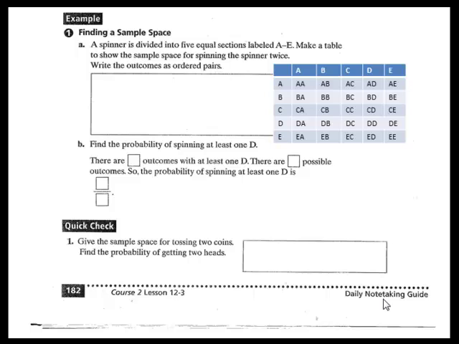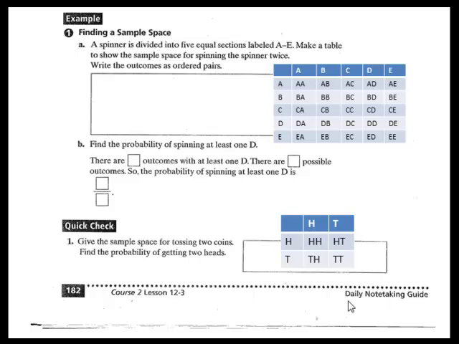Now we're going to do the quick check. We're going to create a sample space for tossing a coin. Actually, we're going to toss 2 coins. So here's our sample space. We create a table where we have heads across the top and heads along the sides. So we have heads, heads, heads, tails, tails, heads, tails, tails. Again, pause the video if you need more time to copy that table.